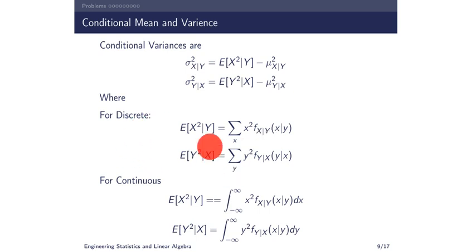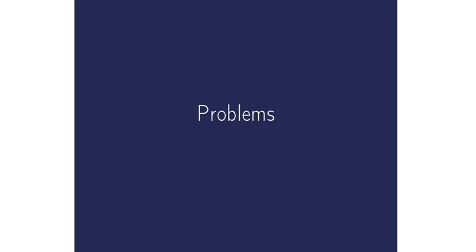For discrete, to find this part, you have to sum over all the x values, x square times f x given y of x given y, and for continuous it will be the integral from minus infinity to infinity over x. So here x is there, so you have to take d x. So this is about the theory part of conditional distribution.